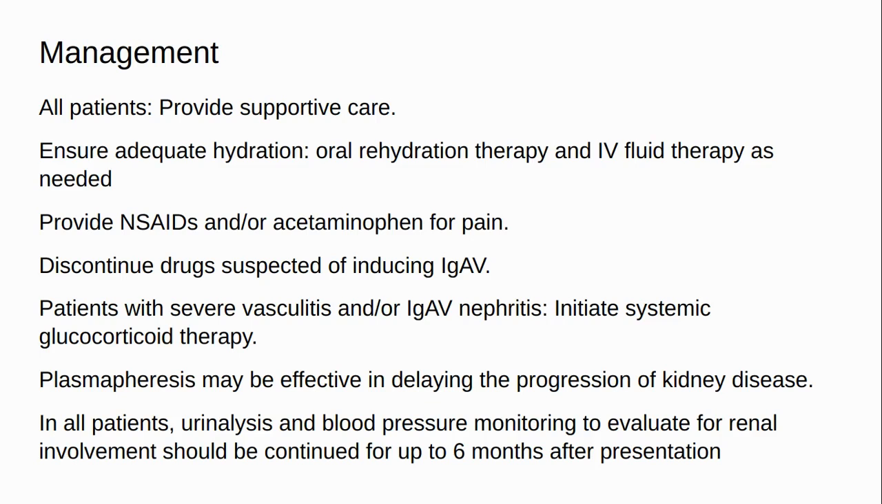Patients with severe vasculitis and/or IgAV nephritis may initiate systemic glucocorticoid therapy. Corticosteroids may be considered in the following situations: persistent nephrotic syndrome, crescents in more than 50% of glomeruli, severe abdominal pain, substantial GI hemorrhage, severe soft tissue edema, severe scrotal edema, neurologic system involvement, and intrapulmonary hemorrhage.